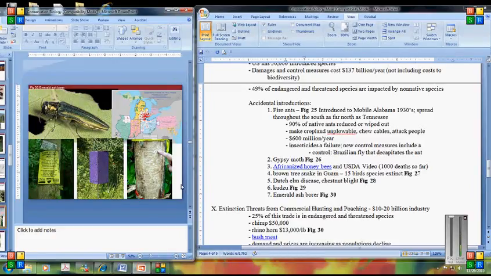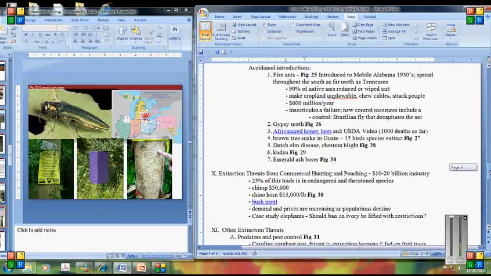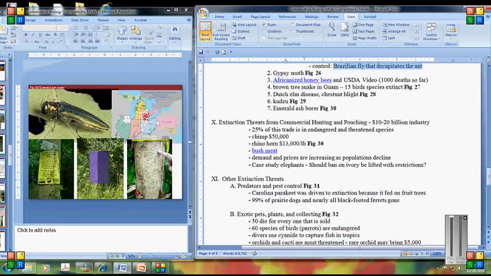It's going to be, without a doubt, a complete wipeout of ash trees in our area, which are a valuable tree. Here you can see what the larvae under the bark do. These galleries you can see under the bark are caused by the larvae of this beetle and lead to the death of the tree. All right, more extinction threats: commercial hunting and poaching.